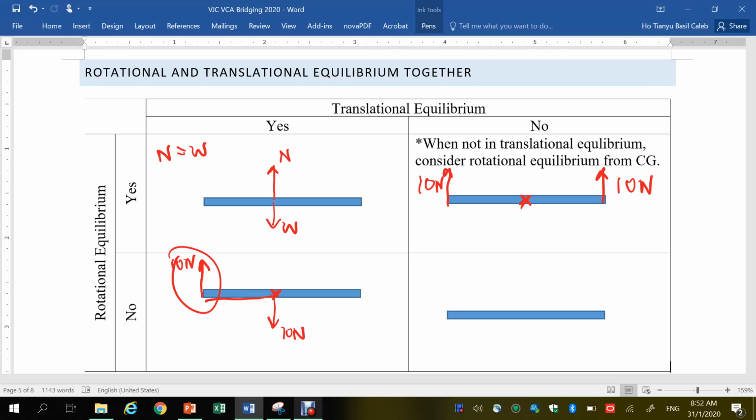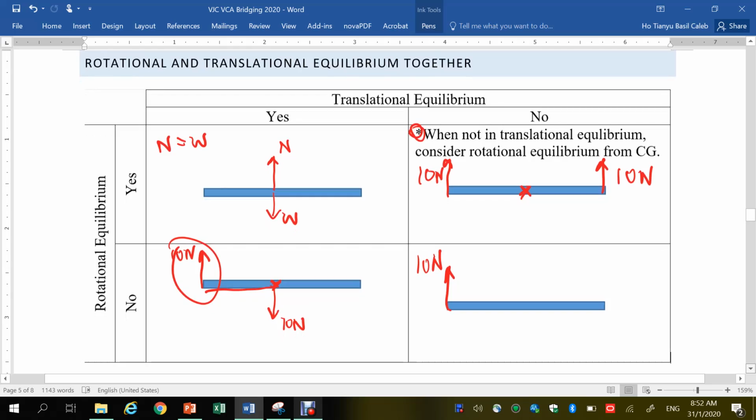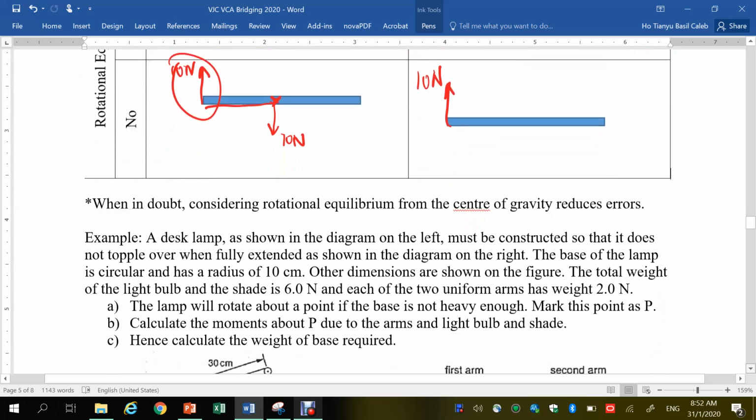Here, there's a special clause, which I put in asterisks over here, that when an object is not in translational equilibrium, we should consider rotational equilibrium only from the center of gravity. Okay? Lastly, can we have no rotational equilibrium and no translational equilibrium? Well, that is easy. Just apply a force on one side. This object will both move and rotate at the same time. Okay? With this in place, let's look at some more difficult examples.